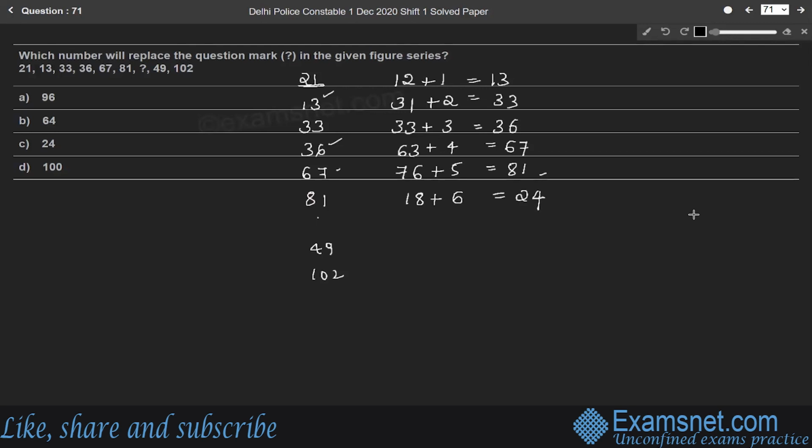24. So the question mark should be replaced by the number 24. Option C is the right answer. You can check with further numbers also. So 24 can be written as 42 in reverse manner, plus 7 is 49. Therefore, the answer is right here. So 94 plus 8 is 102. Therefore, option C is the right answer.